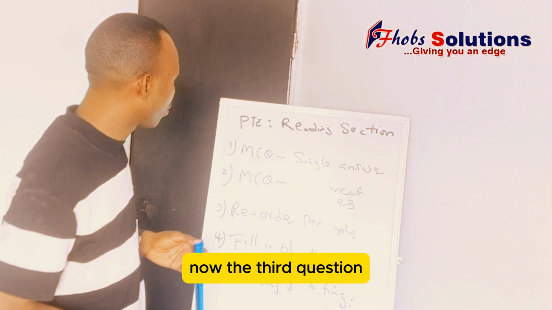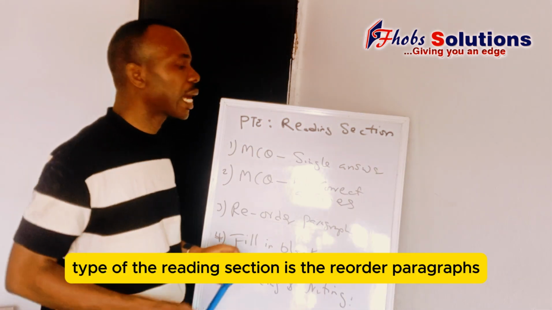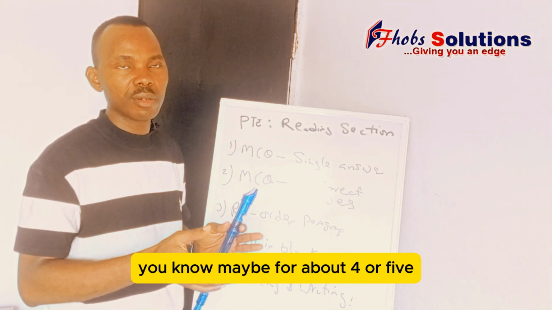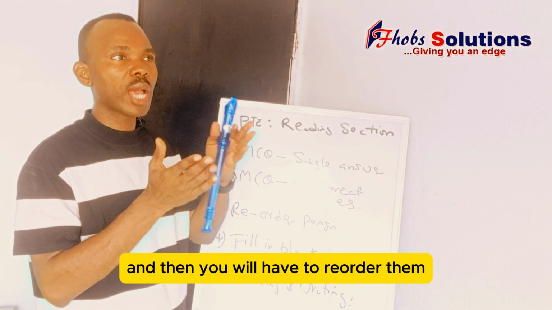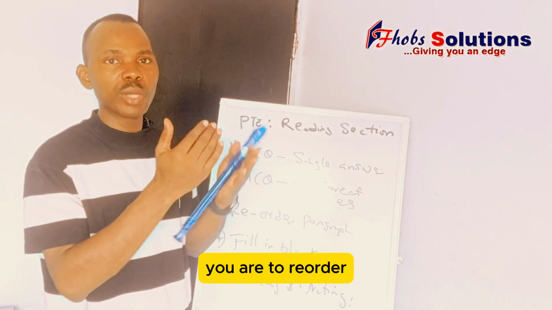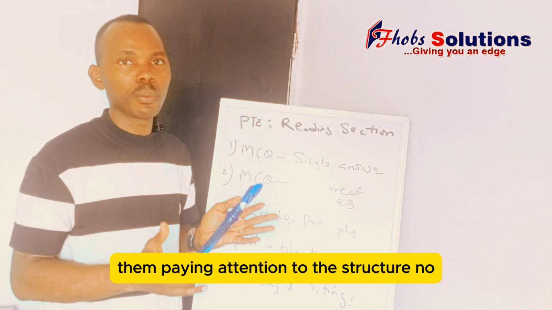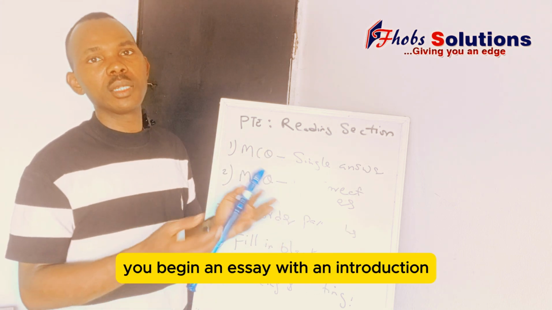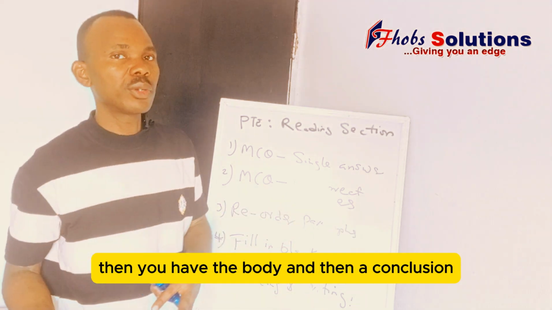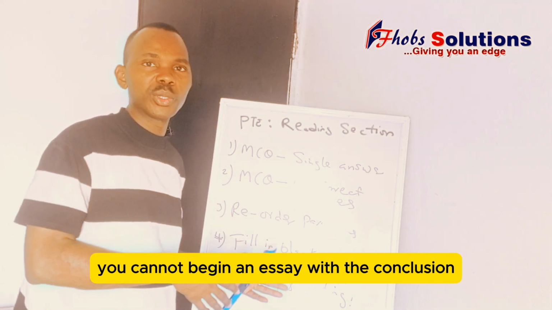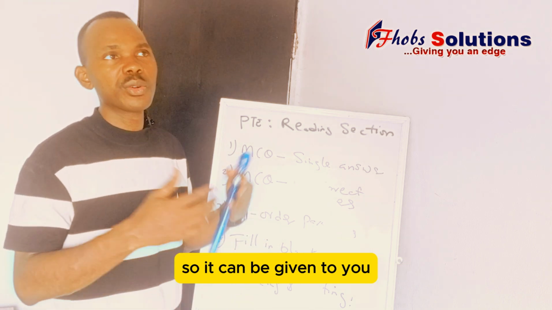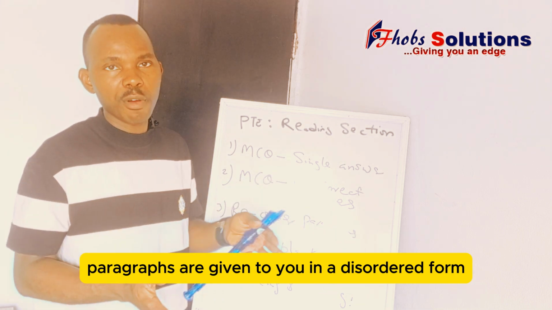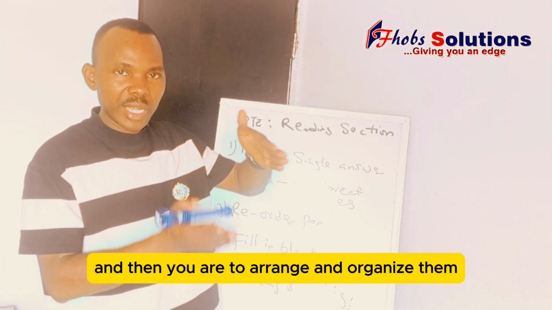Now, the third question type of the reading section is the reorder paragraphs. Here you'll be given short paragraphs of text, maybe about 4 or 5, and you will have to reorder them, paying attention to the structure. It's just like when you are writing an essay. You begin an essay with an introduction, then you have the body and then a conclusion. You cannot begin an essay with the conclusion, then write the introduction and the body. So the paragraphs are given to you in a disordered form, and then you have to arrange and organize them.